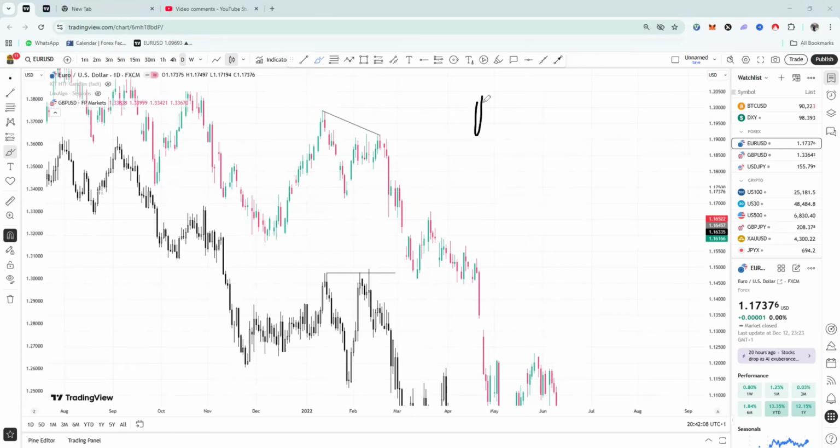Remember, I said understanding SMT, you have to first of all know about correlation, because you will not want to look for an SMT between assets that are not correlated.